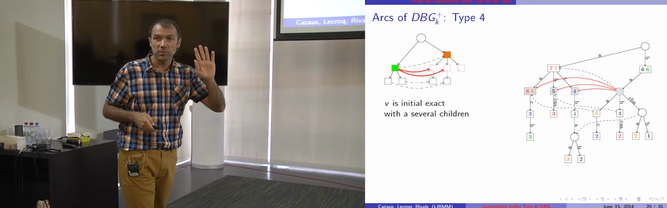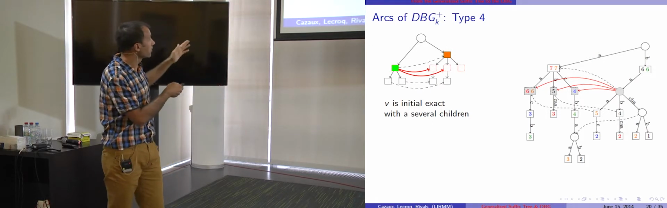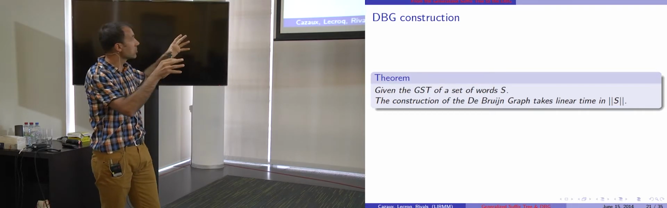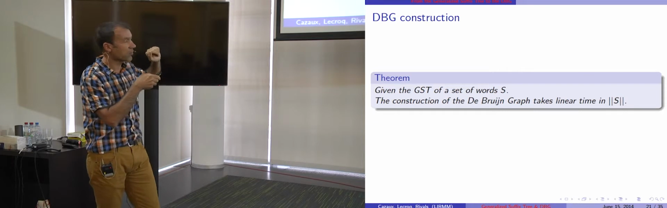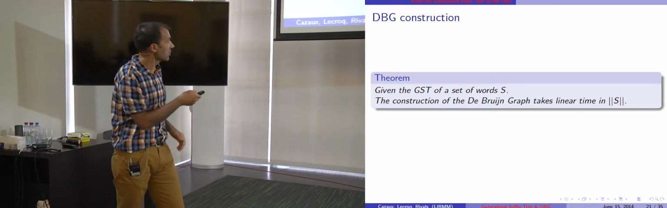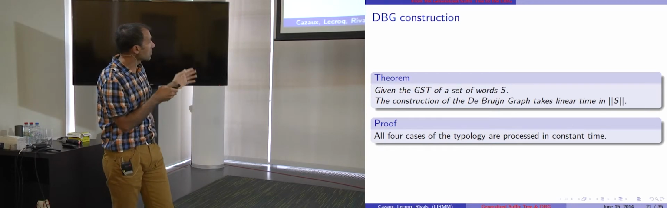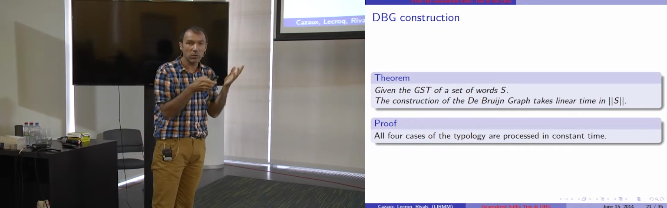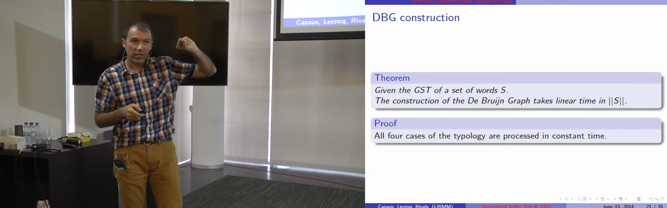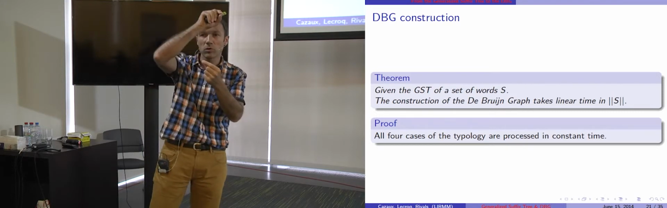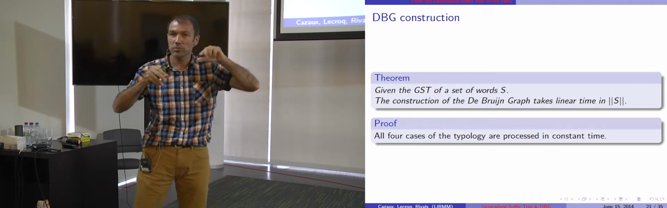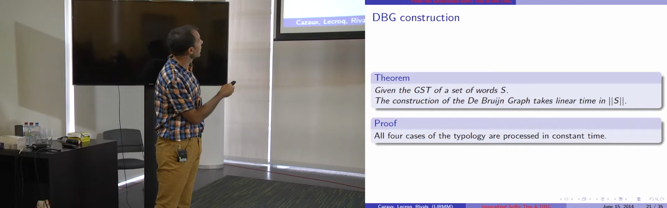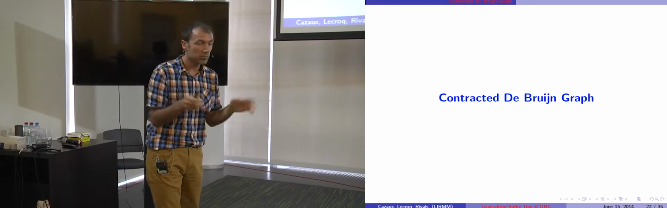So we have 4 types, and all of them can be processed quite easily. Therefore, from the generalized suffix tree, we can get the construction of the De Bruijn graph in a time which is linear in the size of the input set. Why? Because all 4 cases of the topology for finding the edge can be processed in constant time, provided for case 2, you have this pointer to the ancestral node representing a k-mer on its branch. But a single traversal of the tree will give you that. So we've got the first part.